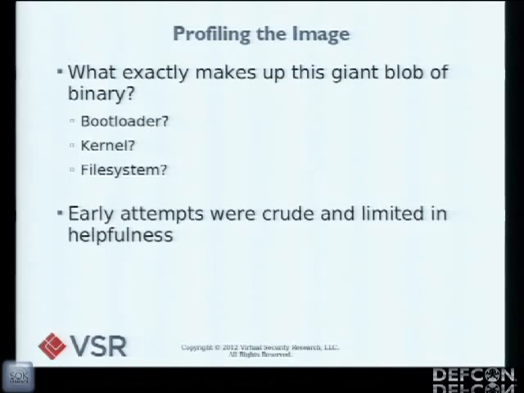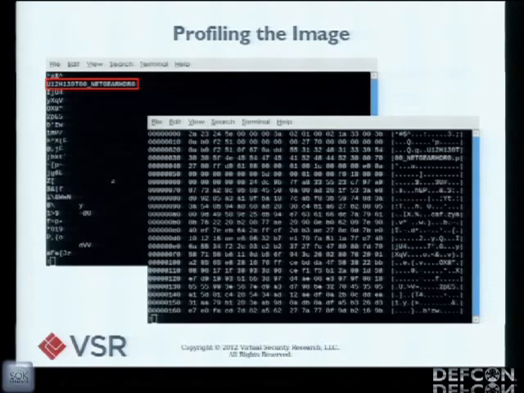So now we have ways to recover. We have a way to debug. How are we going to do the first step, profiling the actual firmware image itself? The question that we have is basically, what exactly makes up this giant blob of binary? We download something from Netgear, and it's just a .bin file, a .chk file, and you have no idea what it is. Is there a bootloader in there? Is it a kernel, a file system? These are concepts that we know run on this device, but we don't know exactly where they are located.